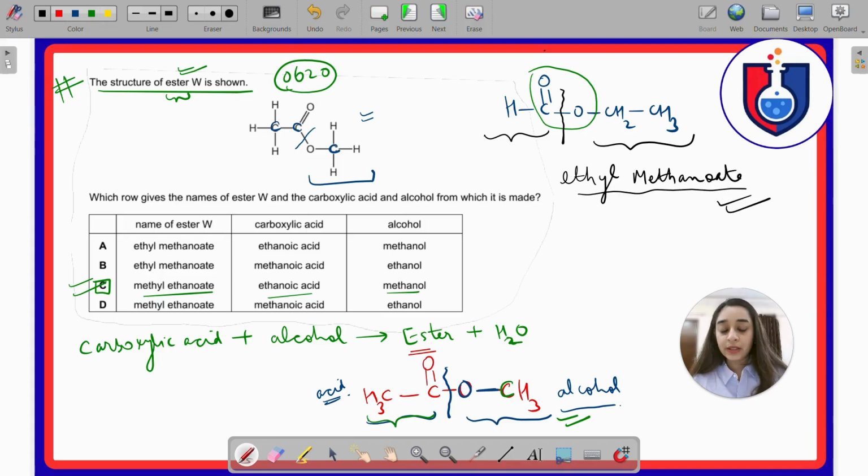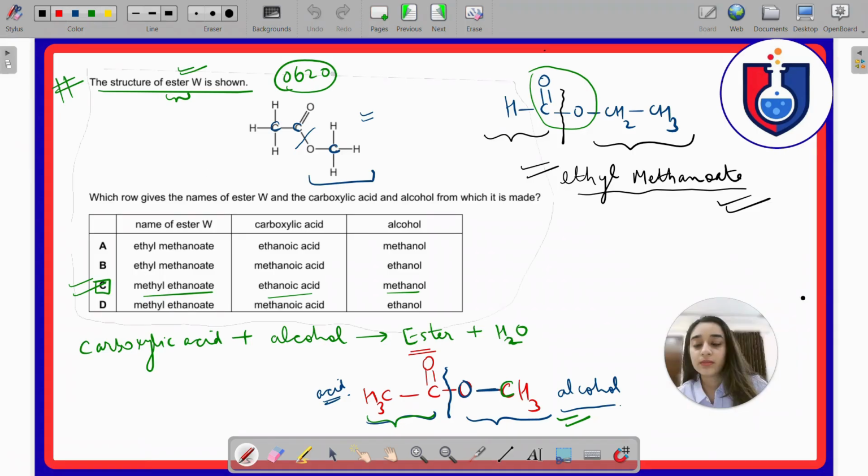All right, I hope this is clear. So we have discussed the ester concept completely. We have discussed how to identify which carboxylic acid and which alcohol is forming the ester, and once the ester is formed, we can also name that ester by using this trick, right? So let's move on to the next question.